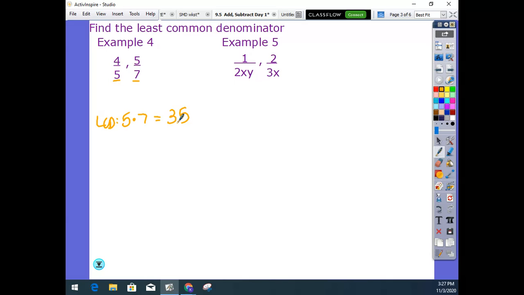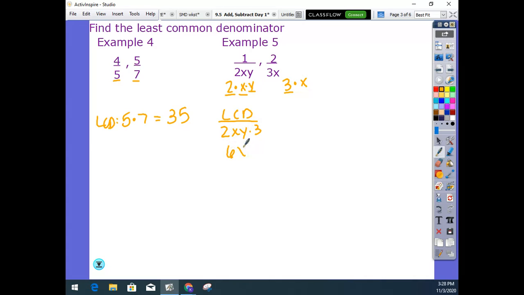All right, let's look at all the factors here. 2 is a factor, x is a factor, y is a factor, 3 is a factor, x is a factor. I need every factor represented in my least common denominator. I need a 2, I need an x, I need a y. I also need a 3, but see how I already have an x? I don't need to list it twice. 2 times 3 is 6xy. You need every factor represented.